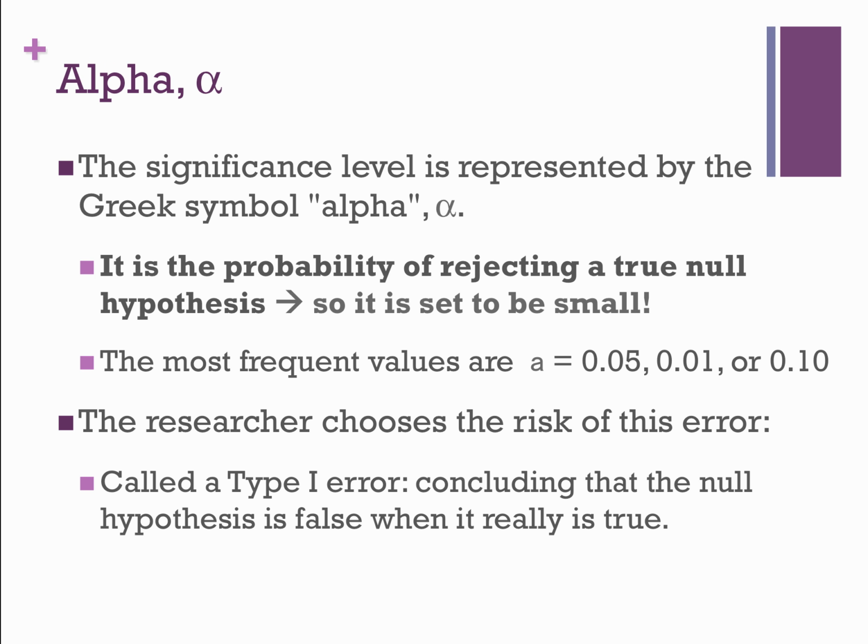The most frequent values are an alpha of 0.05, 0.01, or 0.10. Those are standard across the statistical field. We usually utilize 0.05. And what that means is 1 out of 20 times, or 5% of the time, we're okay with going with the alternative when the null is true. The researcher is going to choose this risk of error. They're going to select their alpha. It's also called a type 1 error. And again, it is concluding that the null hypothesis is false when it is really true.